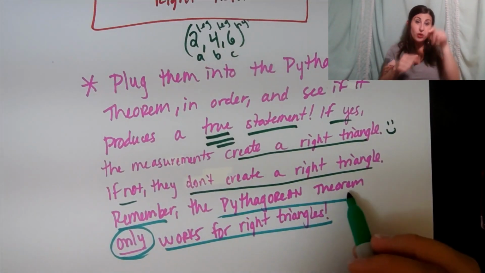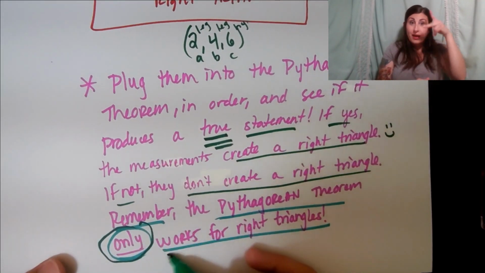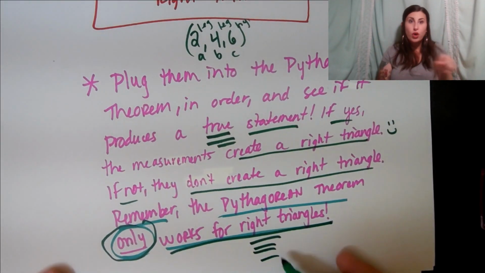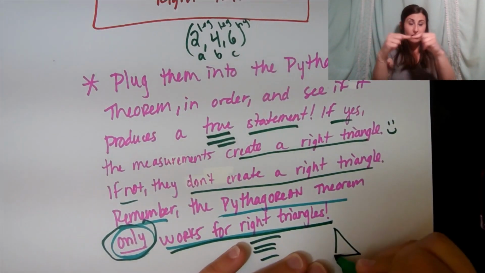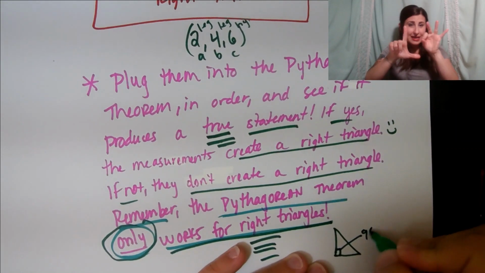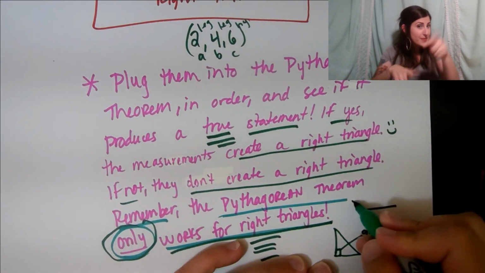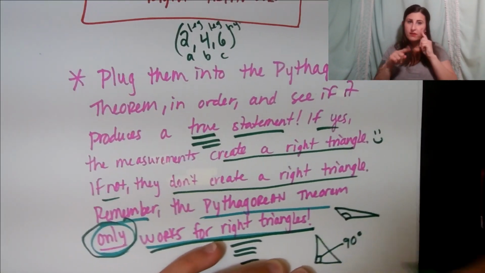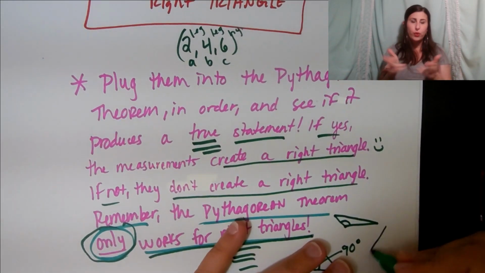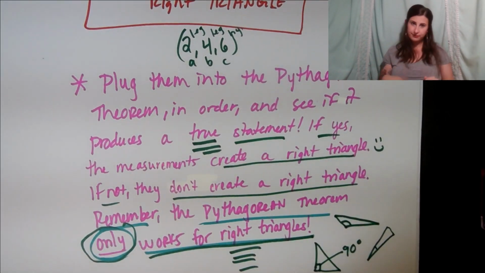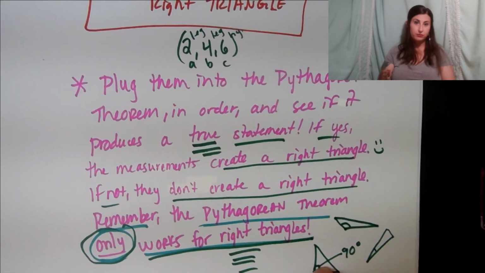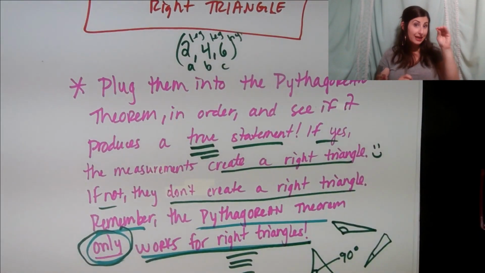Remember, the Pythagorean theorem only works for right triangles. It has to have a 90-degree angle in there. It cannot work for obtuse angles or really acute angles. It has to be a 90-degree angle in there.